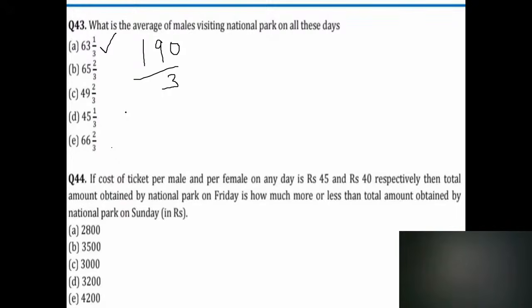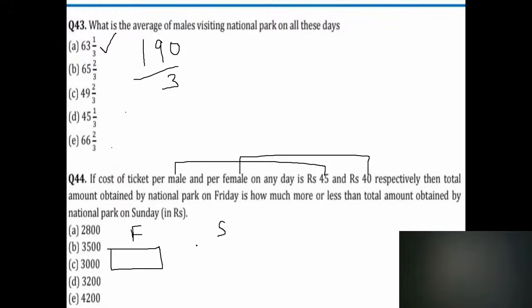Here the comparison is between Friday and Sunday. For each male, the ticket cost is 45. For each female, the ticket cost is 40 rupees. Now you should calculate on Friday how much that national park got, and also on Sunday how much that national park got. We should take the difference of them.